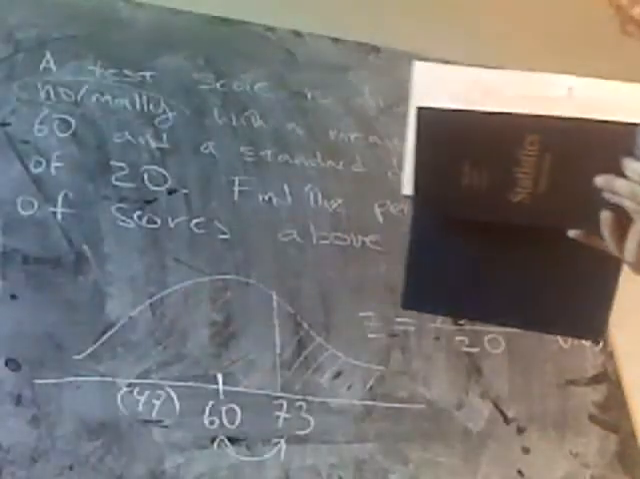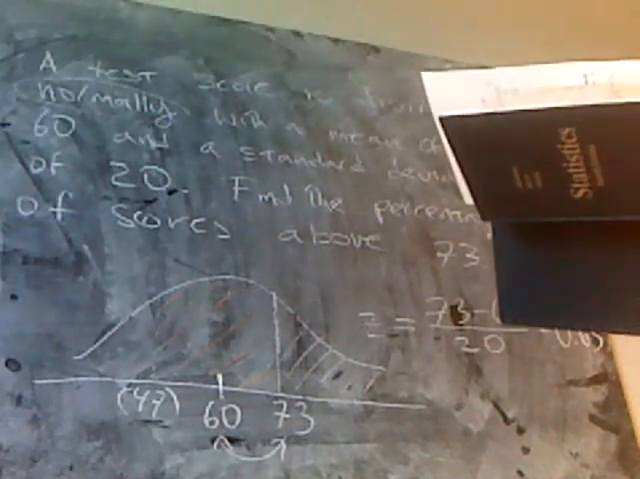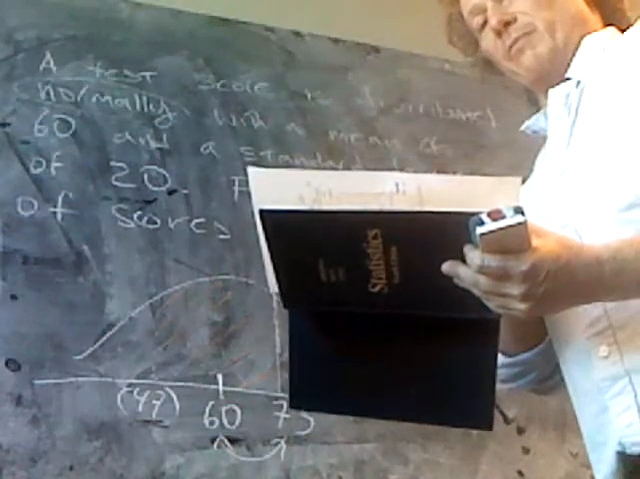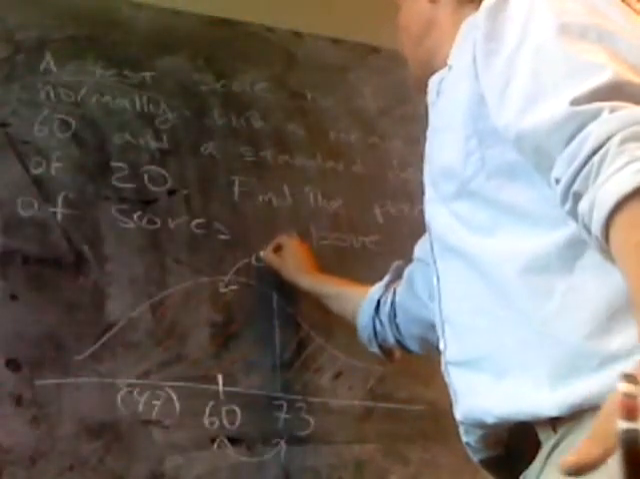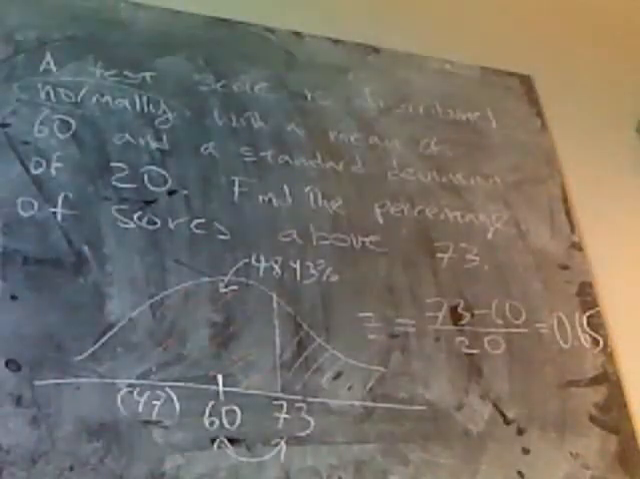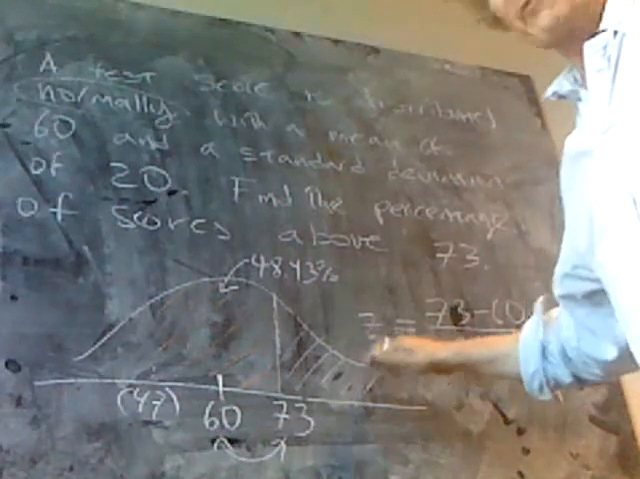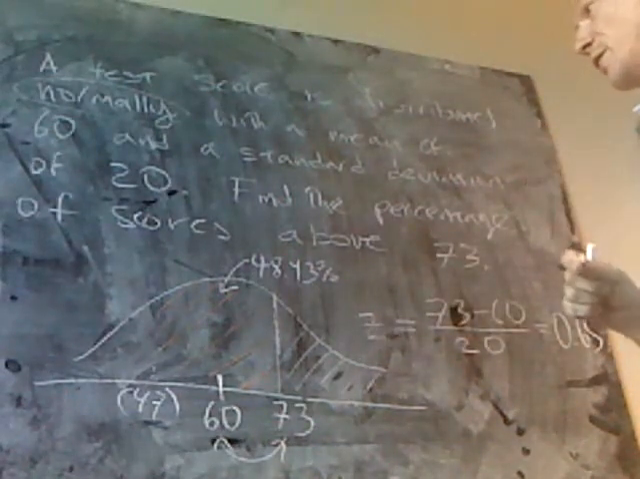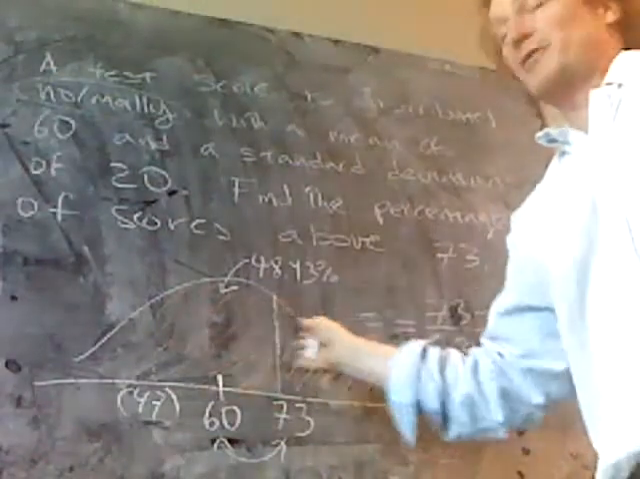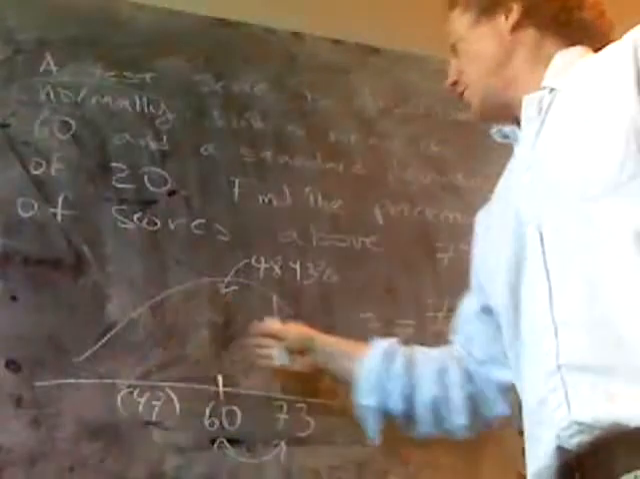So we're going to go to the table, and if you remember, the row that we looked at before said that 48.43% of the scores should be in this area here. Now that doesn't answer the question of what this area in the right-hand tail is. But the symmetry of the normal curve helps us out, because since it's symmetric, there's the same area here and here.